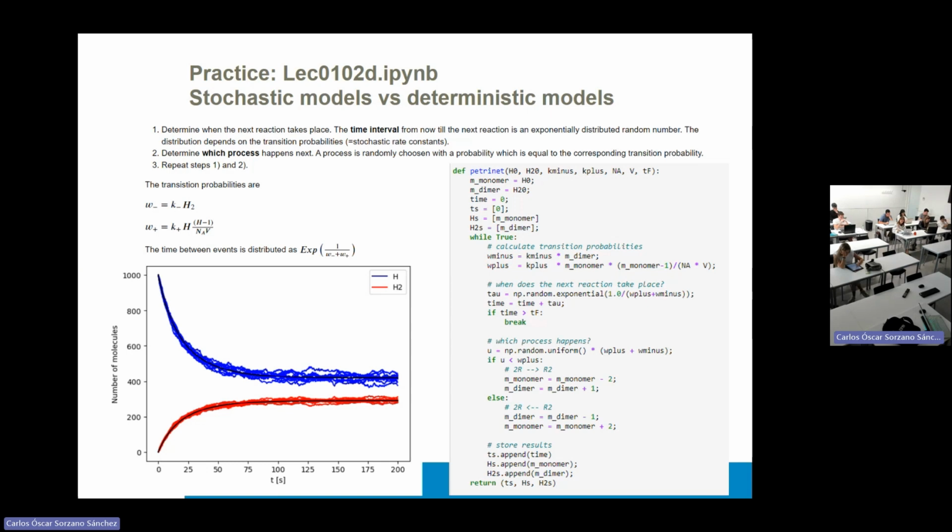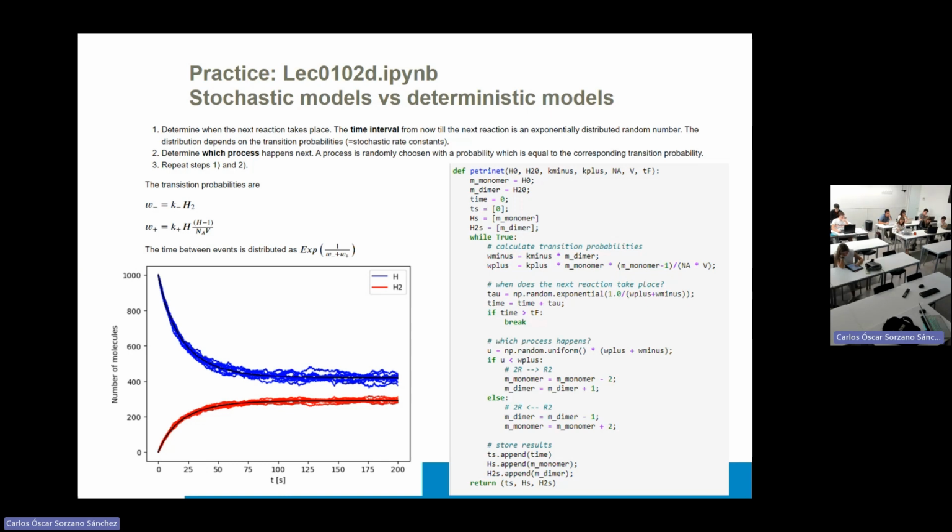So the transition probability is something that depends, for instance, this is the decay, the probability of H2 going to H. This will be K minus, that was the decay constant, times the number of molecules. So now the probability of forming a new molecule will be the constant rate times the probability that these two atoms encounter.